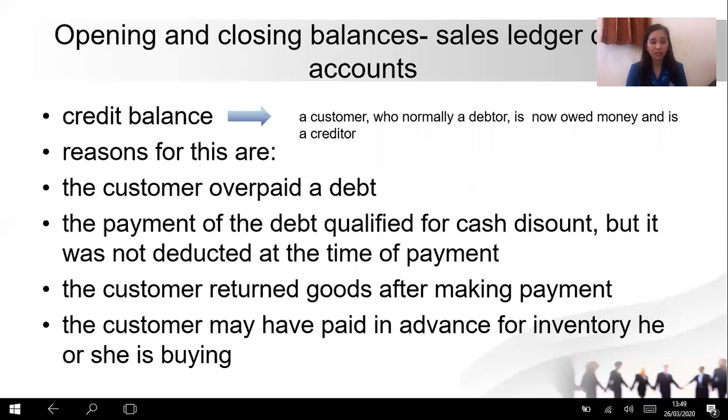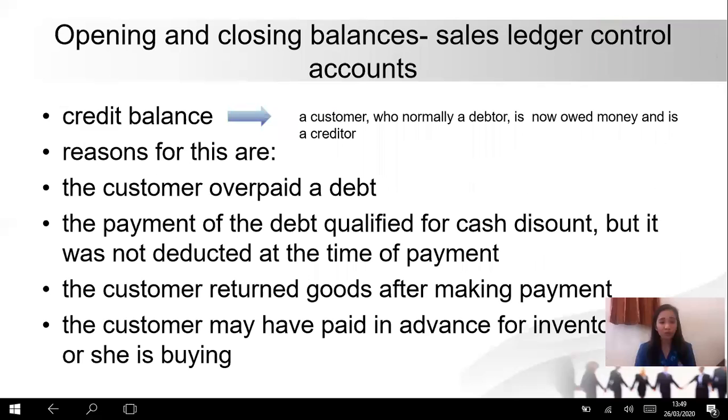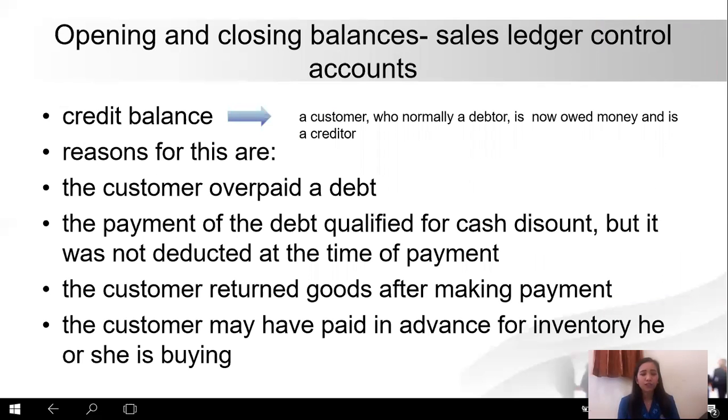Okay. Usually, the balance for our sales ledger is always on the debit side, but usually, not always. There are some cases that make the balance of our sales ledger control account, or our trade receivable, on the credit side. What is the condition? Remember, trade receivable is our customer, who normally are debtors. So basically it is a debtor, who now owes money and is a creditor. So there are some reasons for that.